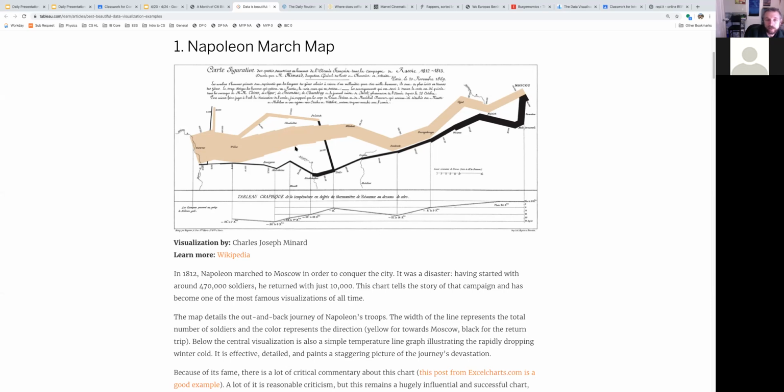essentially, what this is showing is how many troops he had, and that he ended up coming back, returning with just 10,000 troops after starting with 470,000. So this is the trip out, and this is the trip back. Basically, they all died, and a lot of them deserted because of the temperatures. But this shows it in a very interesting way.